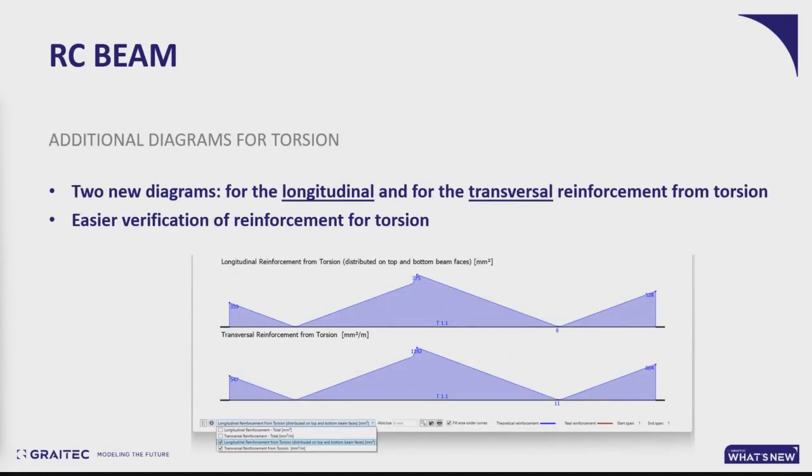And the last point for beams, we can now display diagrams with values of reinforcement areas calculated for torsion. There are two separate diagrams, one for longitudinal and one for transversal reinforcement from torsion.